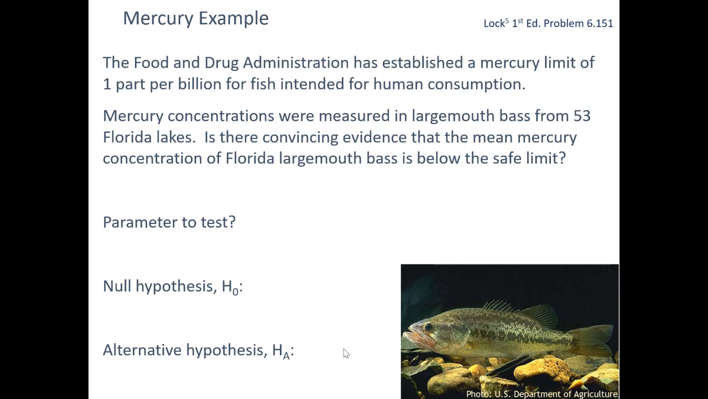We're going to consider a data set where we have measurements of this mercury concentration from largemouth bass in 53 different Florida lakes. And the idea is to do a hypothesis test to find out, is there convincing evidence, strong enough evidence, that the mean mercury concentration is below that safe limit. Okay, so a bit of review. Pause the video if you need to. Think about what parameter would be relevant to test here, and how would you write your hypotheses using symbols.